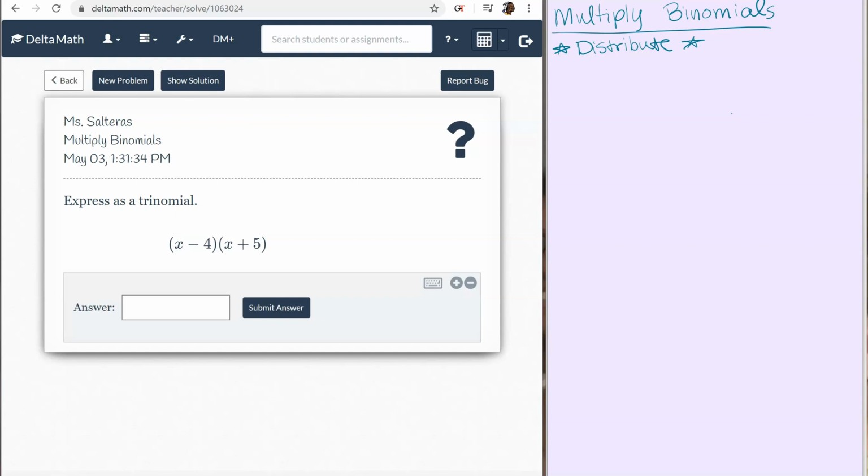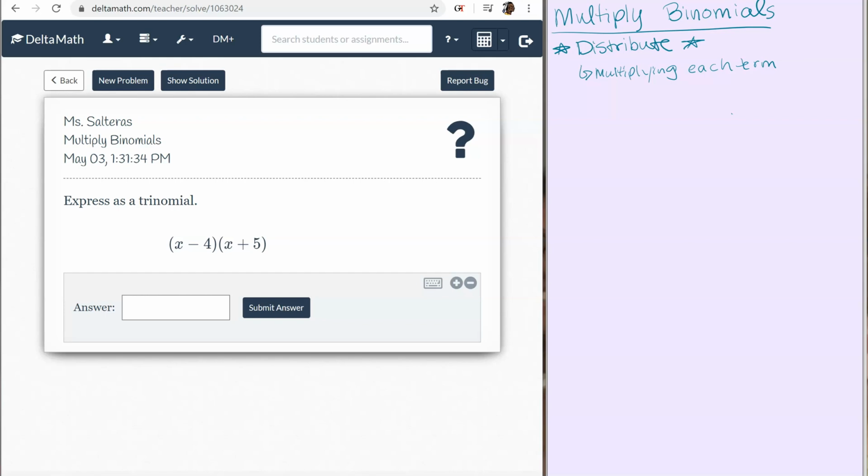Hi guys, I'm going to do 3 examples for multiplying binomials on Deltamath. If you have not done the distributive property, that was the assignment before this, please do that one first, all right? Because we are going to incorporate the distributive property for multiplying binomials. And from that, what we're really going to do is just multiply each term with one another, all right?